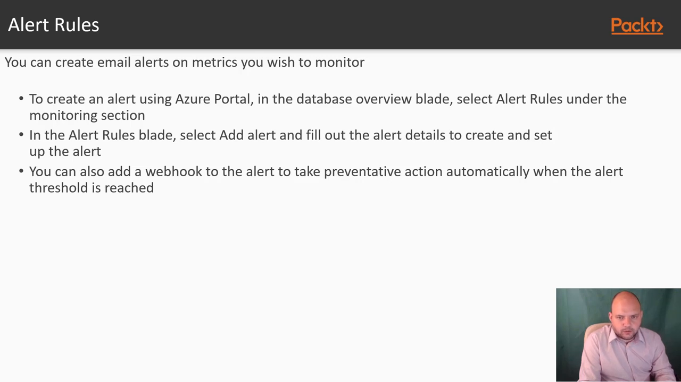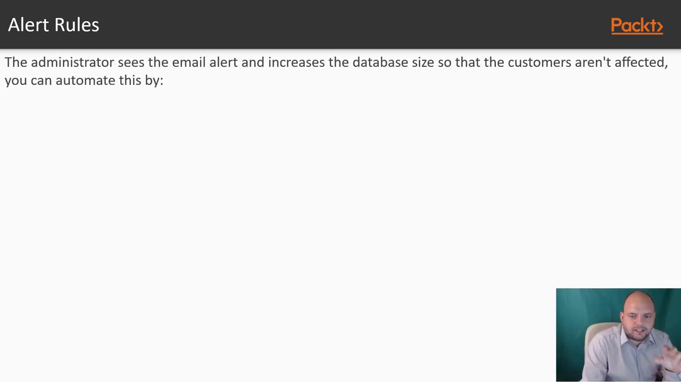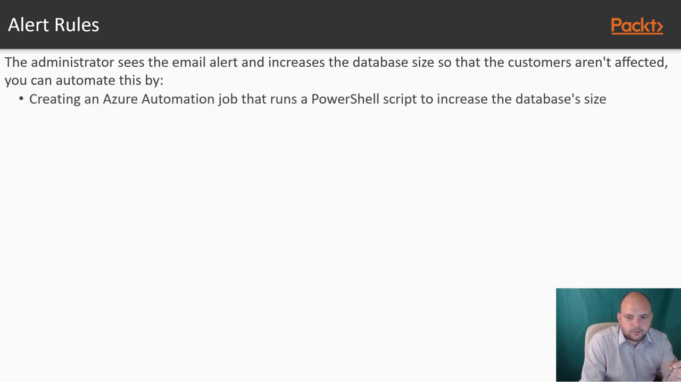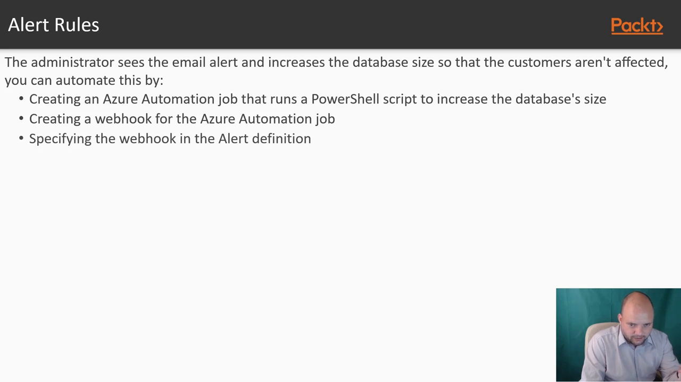So for example, let's say you create an alert that sends out an email when the database size crosses the 80% used threshold. The administrator sees the email alert and increases the size so that customers aren't affected. However, this can be automated by creating an Azure automation job that runs a PowerShell script to increase the size of the database, creating a webhook for the Azure automation job, and then specifying the webhook in the alert definition.